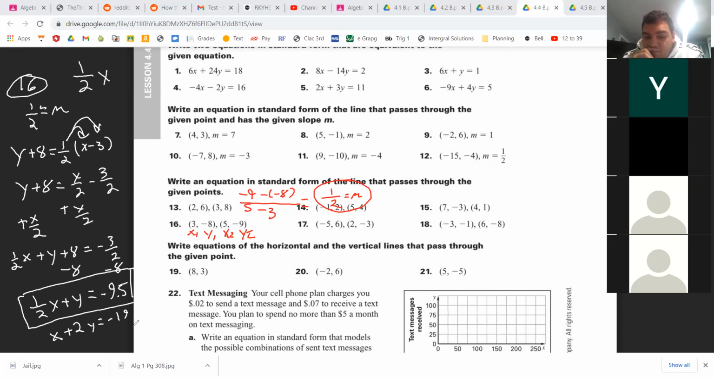Wait, how'd you get -9.5? 3/2 is -1.5. Oh, I can't see it on the right page. -1.5 minus 8, bigger negative, is -9.5. Oh, okay.